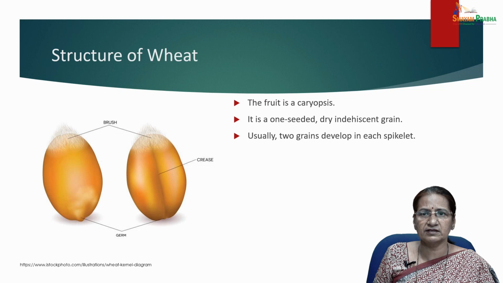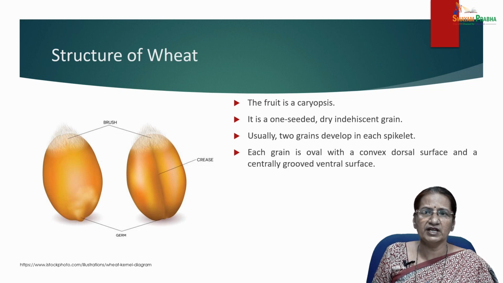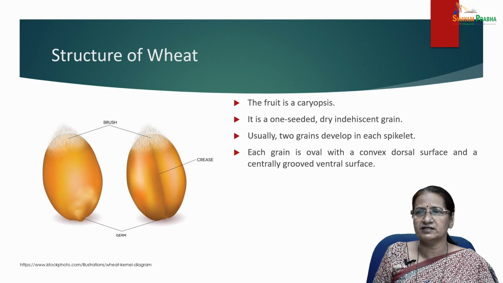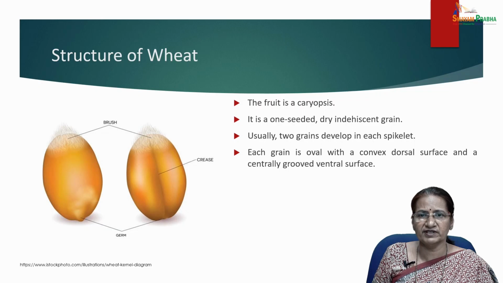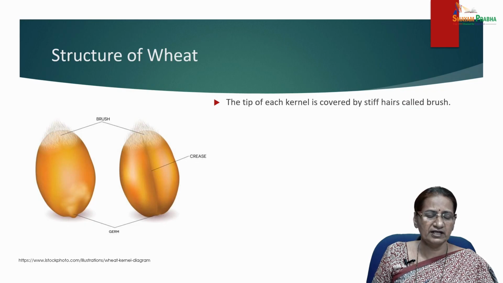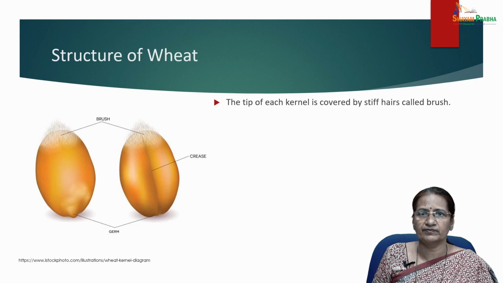Usually 2 grains develop in each spikelet. Each grain is oval with a convex dorsal surface and a centrally grooved ventral surface. The kernel of wheat is usually 1/8 to 1/4 inch long. The tip of each kernel is covered by a tuft of stiff hairs called brush.